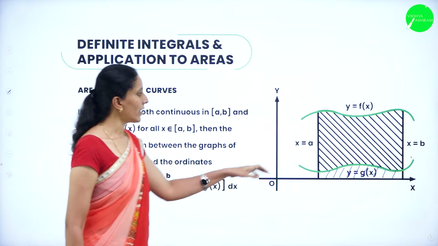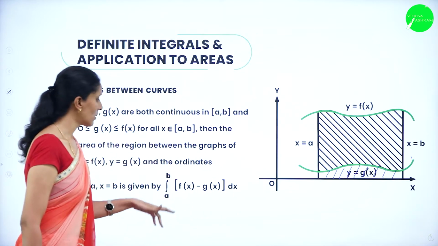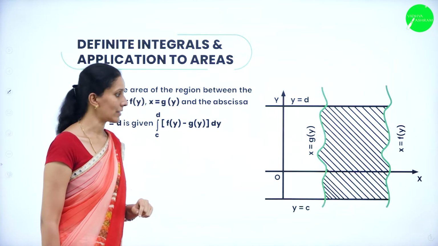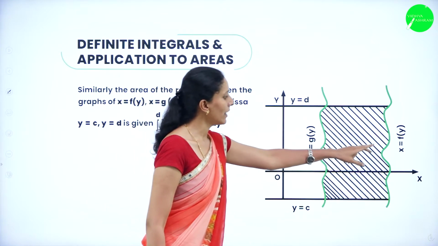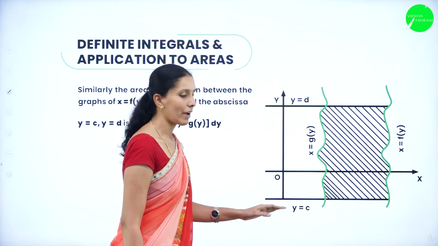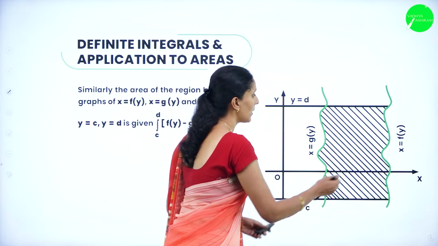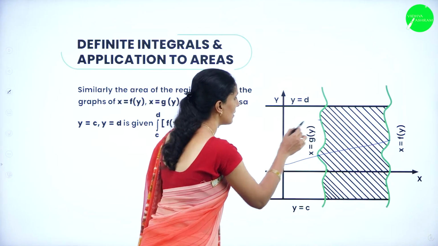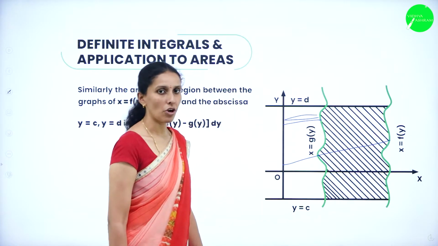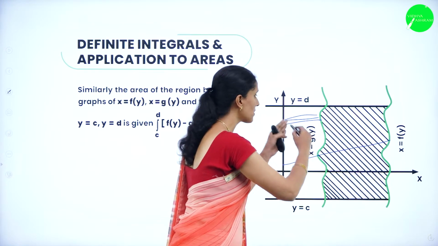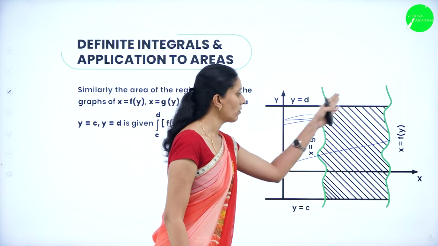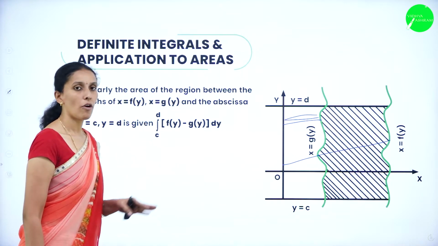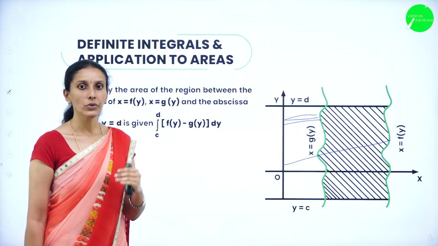Whenever we are taking the area along the x-axis, the variable will be x, with respect to dx. Suppose we are calculating the area between the curves along the y-axis. You can clearly say this complete area will denote the area of f of y, and this complete area denotes the area of g of y. If you want the area between the curves, you have to subtract this one. So you will get this. Therefore, we will take the integral from c to d of f of y minus g of y into dy.